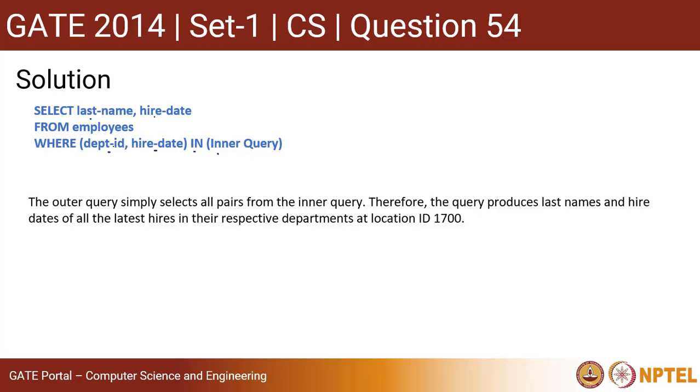So for each department we already have the latest hire date. So whenever there is a match, for each department ID we'll get the latest hire date along with the employee's last name, or the last name of the latest hire, right? So the outer query simply selects all pairs from the inner query. Therefore the query produces the last name and hire dates of all the latest hires in their respective departments that is located at the location ID 1700.